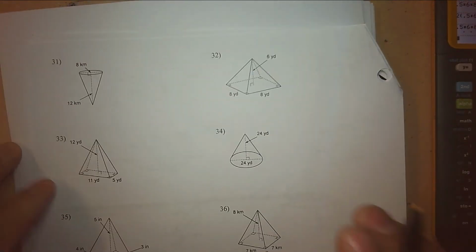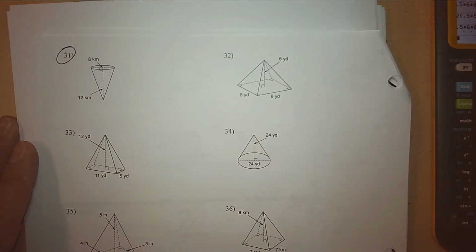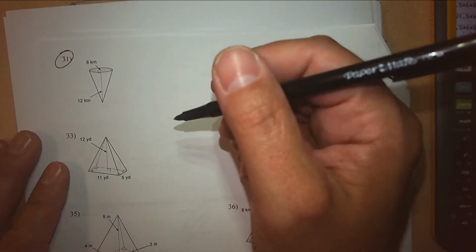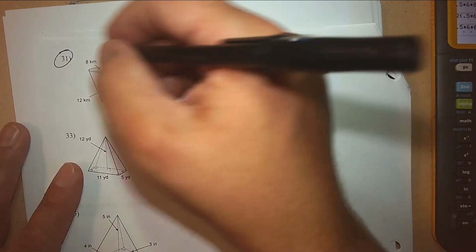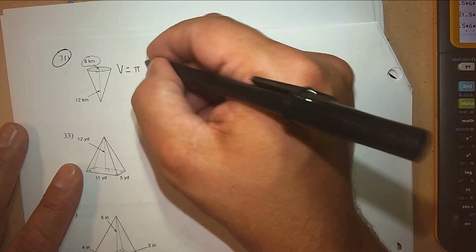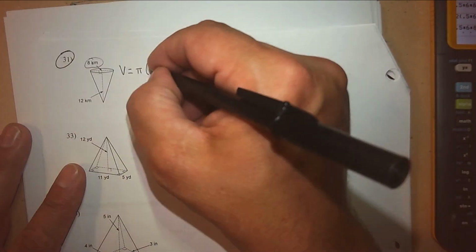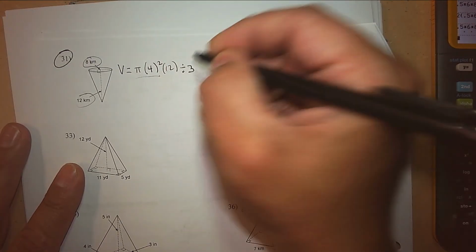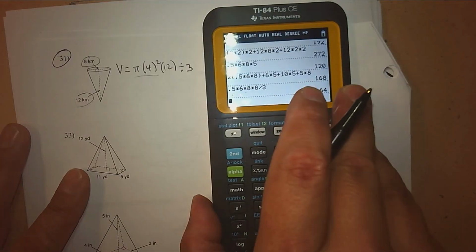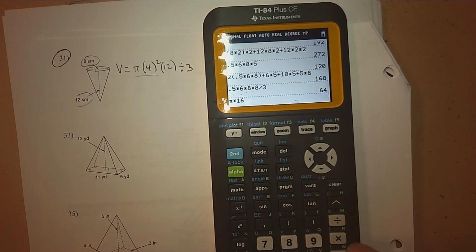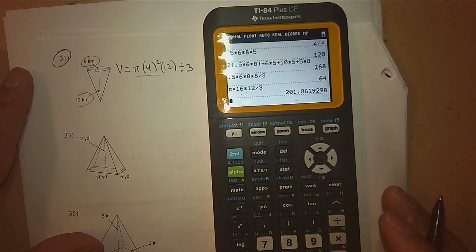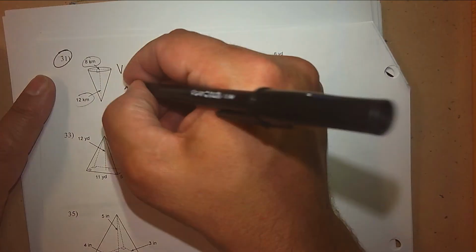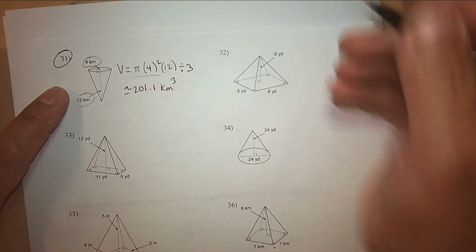What's 31? What shape is it? How do you find the volume of a cone? It is the area of the base, which is a circle. Notice 8 describes the diameter, which is pi r squared. So the diameter is 8, so the radius is 4. So the area of the circle times the height. But I have to divide the end answer by 3 because it's in the form of a pyramid. So we're going to round this one at 201.1. And that's kilometers cubed because we found the volume.